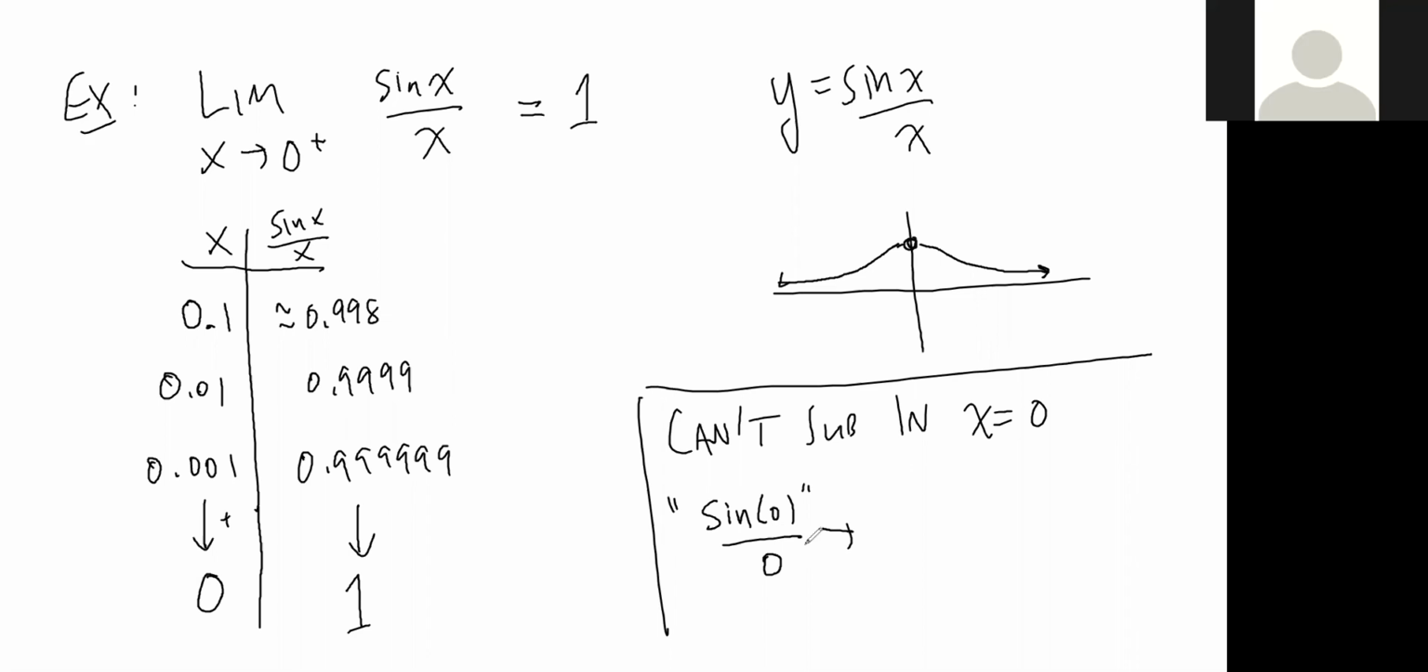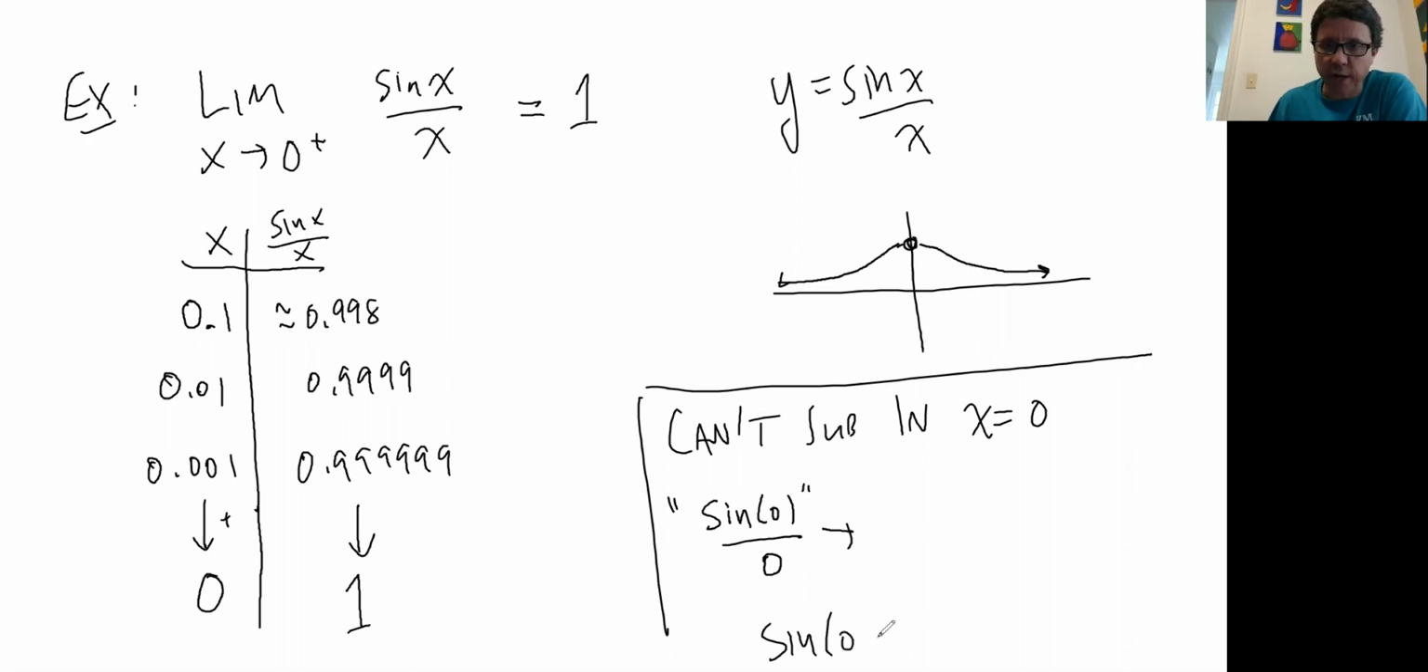1? Nope. The other one. Sine of 0 is 0. So this looks like I have 0 divided by 0. Now, I didn't say that was undefined. I said it was indeterminate.